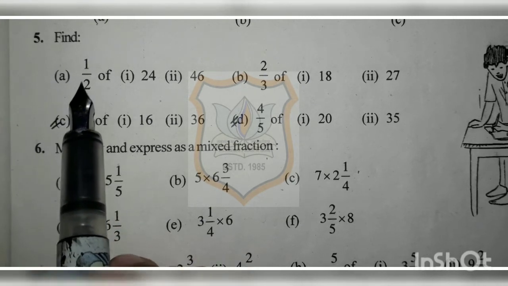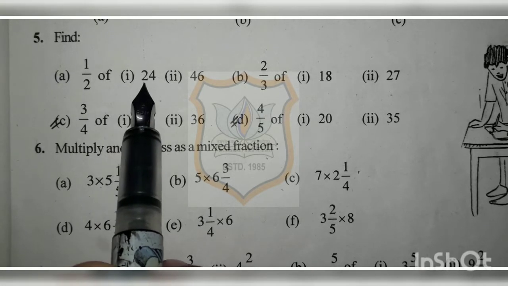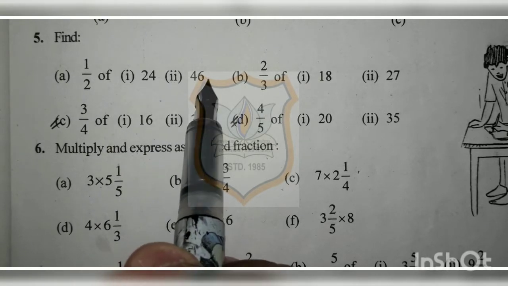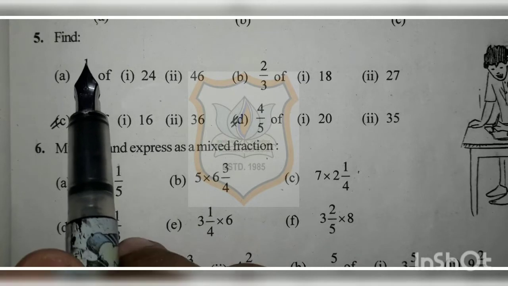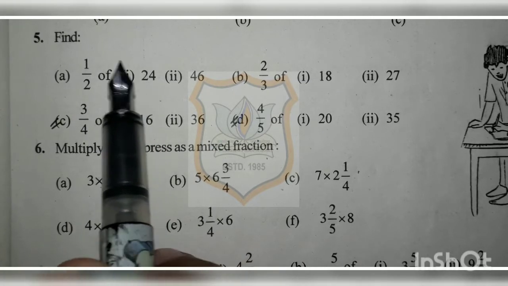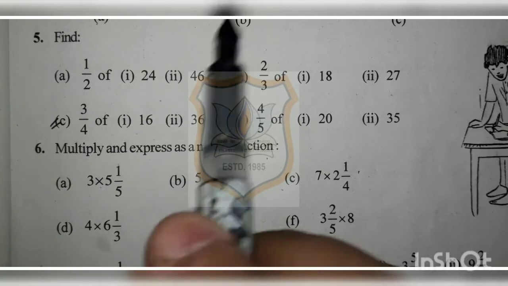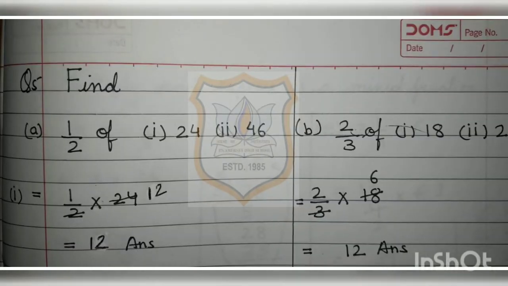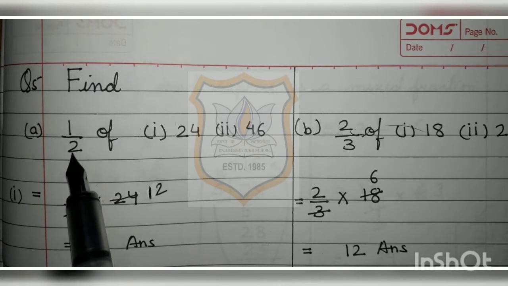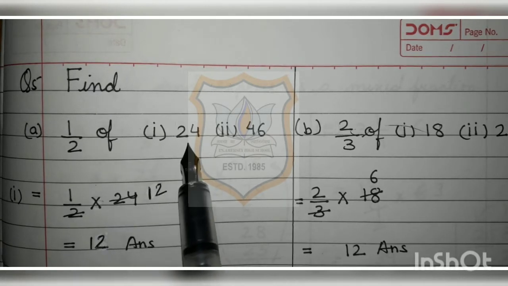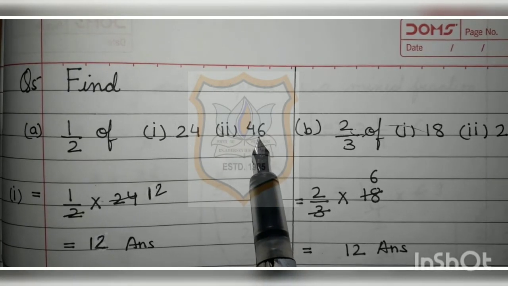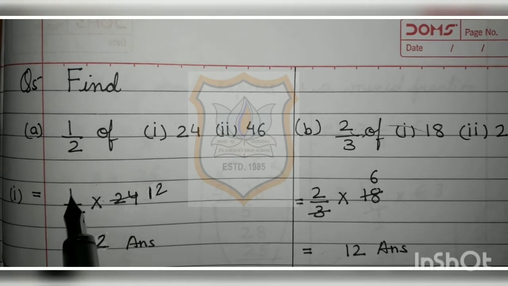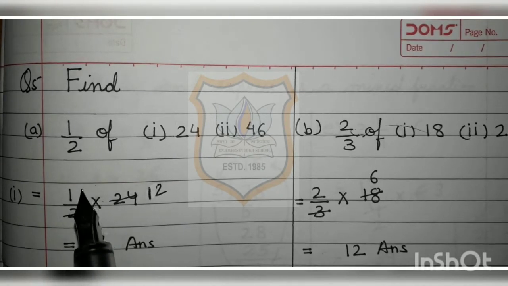That is 1 upon 2 of, first one is 24 and second one is 46. You have to calculate 1 upon 2 of 24 and 1 upon 2 of 46. Now let's start solving A part of question number 5. A part is 1 upon 2 of, first one is 24 and second one is 46. So first one is 1 upon 2 of means multiply.